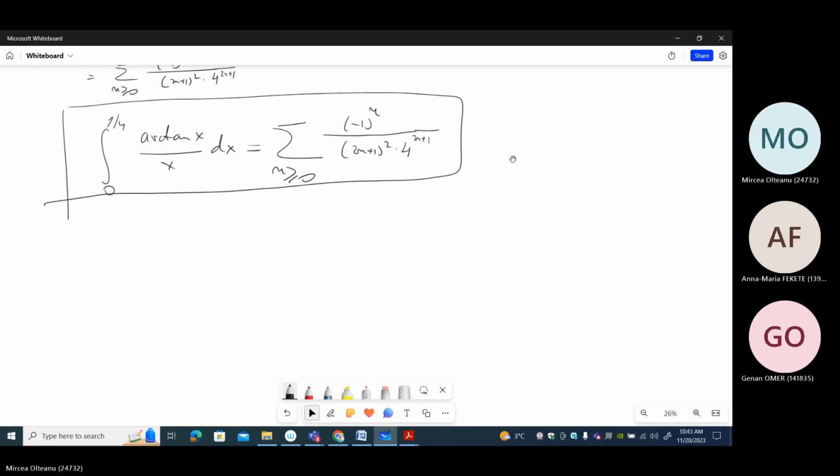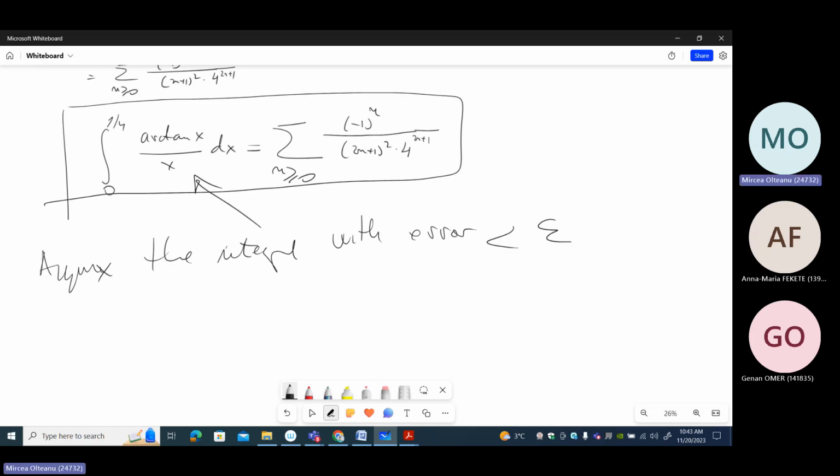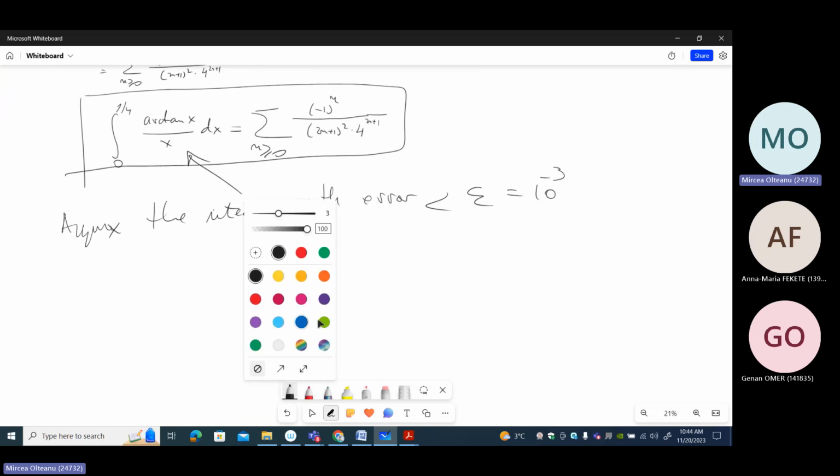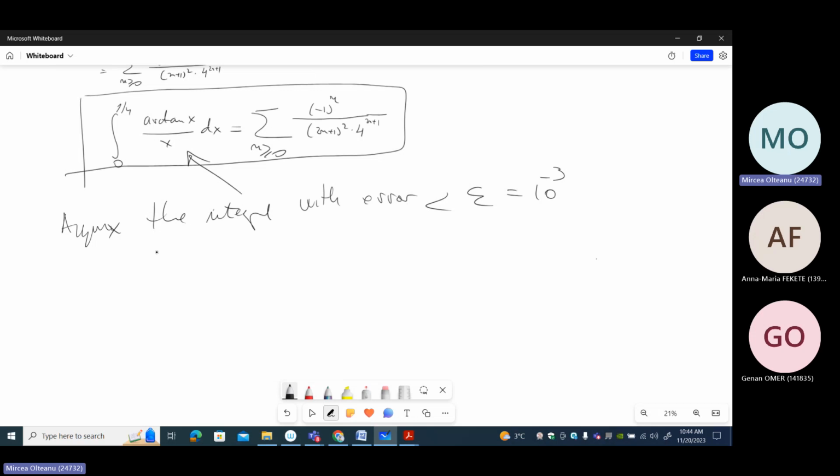And now let's express an exercise. For example, approximate this integral, with an error less than some epsilon. For example, 10 to the minus 3. What should I do? Now, here we must use a result from alternating series of numbers.